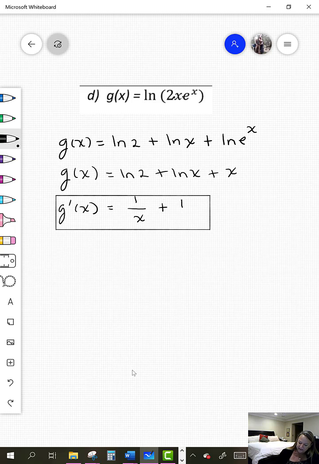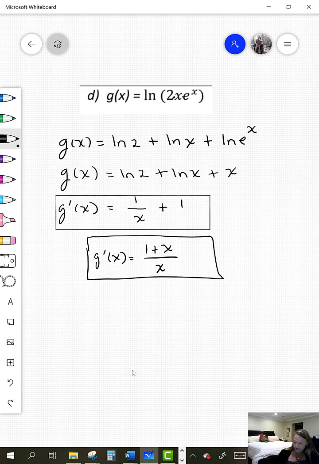You might have had it where you did not do that and you used the chain rule. Within the chain rule, though, you would have to use the product rule. If you had done this and gotten a common denominator, this would have given us 1 plus x all over x. So that was number 5 that had 4 parts. Now let's look at number 6.